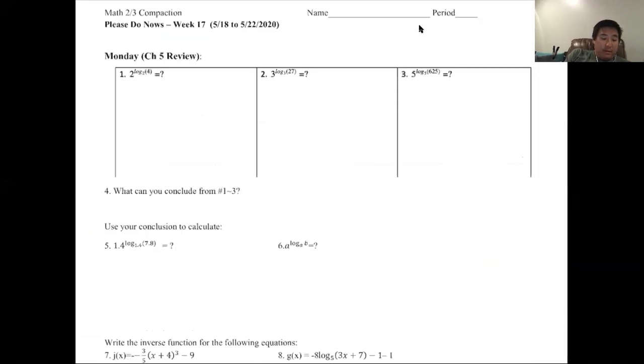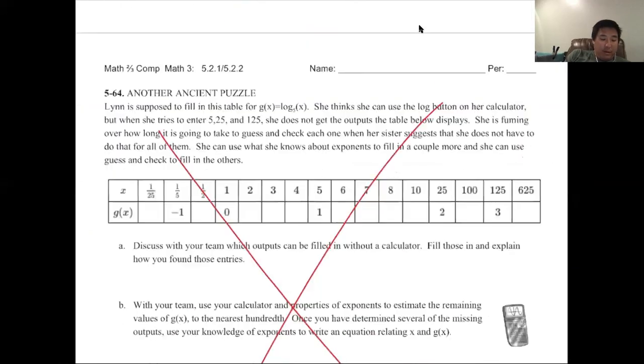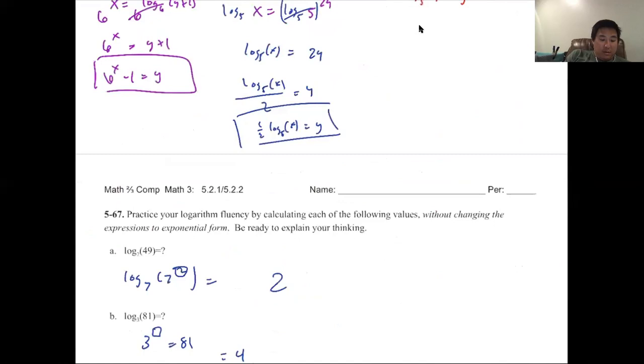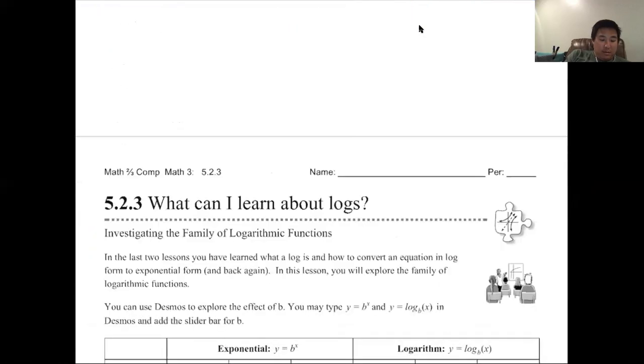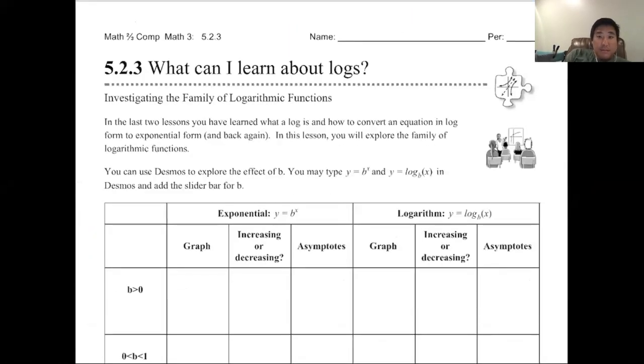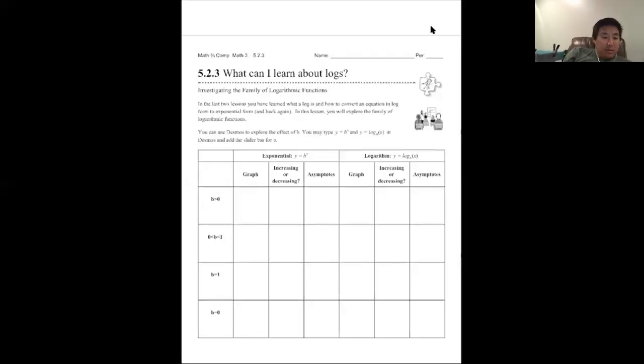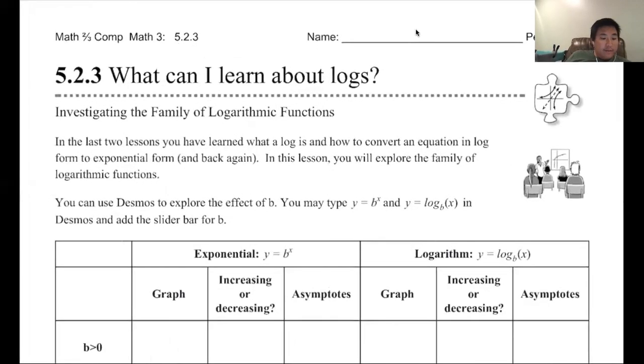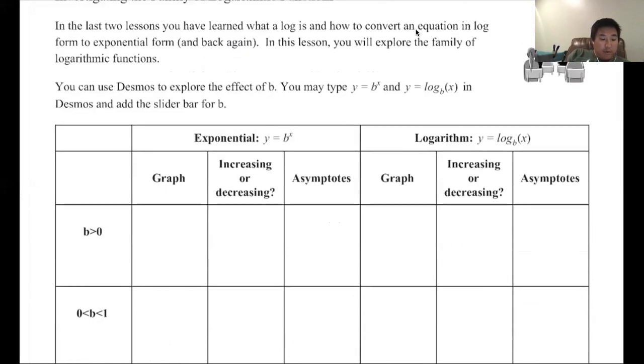All right, 5.2.3. Okay, 5.2.3, investigate the family of logarithm functions. In the last 2 lessons, you've learned what a log is and how to convert an equation in log form to exponential form and back. In this lesson, you'll explore the family of logarithmic functions. You can use Desmos to explore the effect of b. You may type in y equals b to the x, and then use a slider bar.